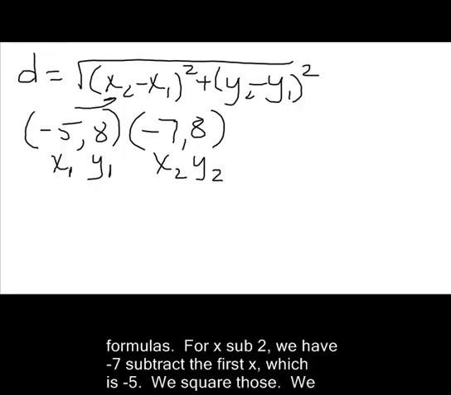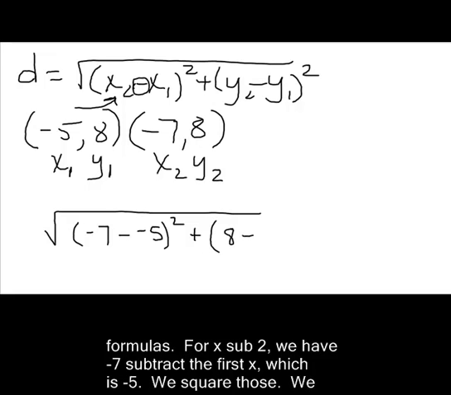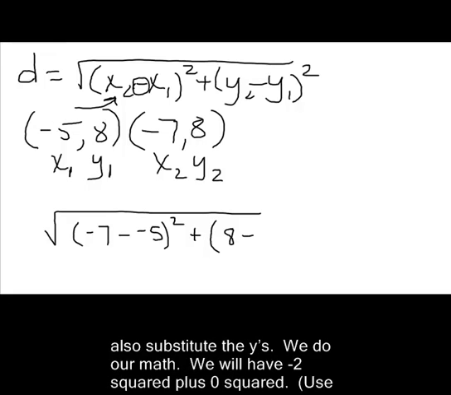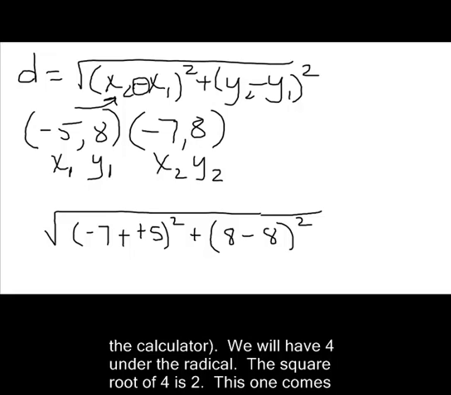For x sub 2, we have our second x, which is negative 7. Subtract the first x, which is negative 5, squared, plus the second y, which is 8, subtract the first y, which is also 8, squared. When we do our math, we have negative 7, subtract negative 5. Now, I know some of you are still not that great at positive and negative numbers, so please put that step of your math in your calculator. You don't want to get it wrong because of a sign error.